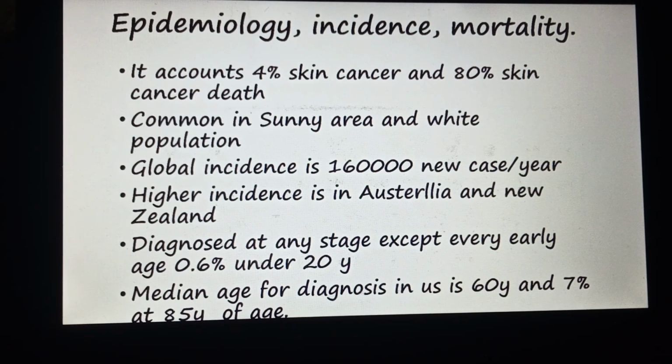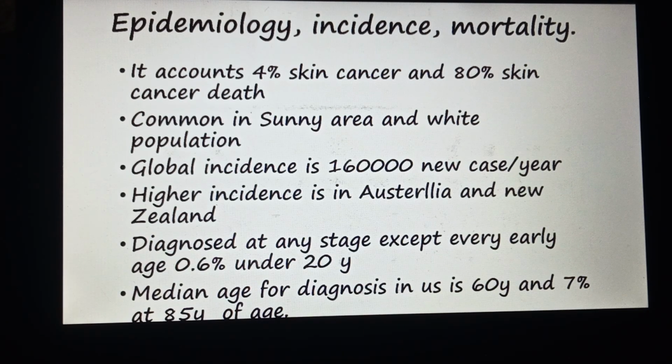Epidemiology, incidence and mortality. Melanoma accounts for 4% of skin cancers and 80% of skin cancer deaths. It's common in sunny areas and the white population. The global incidence is 160,000 new cases per year. Higher incidence is in Australia and New Zealand. In Australia and New Zealand, cases are very high. This may be due to the sunny weather over there.